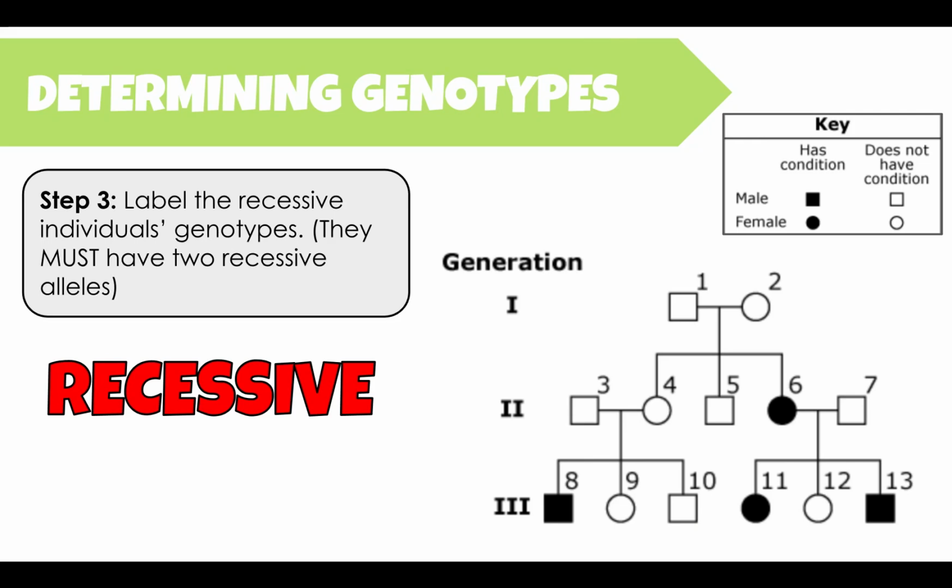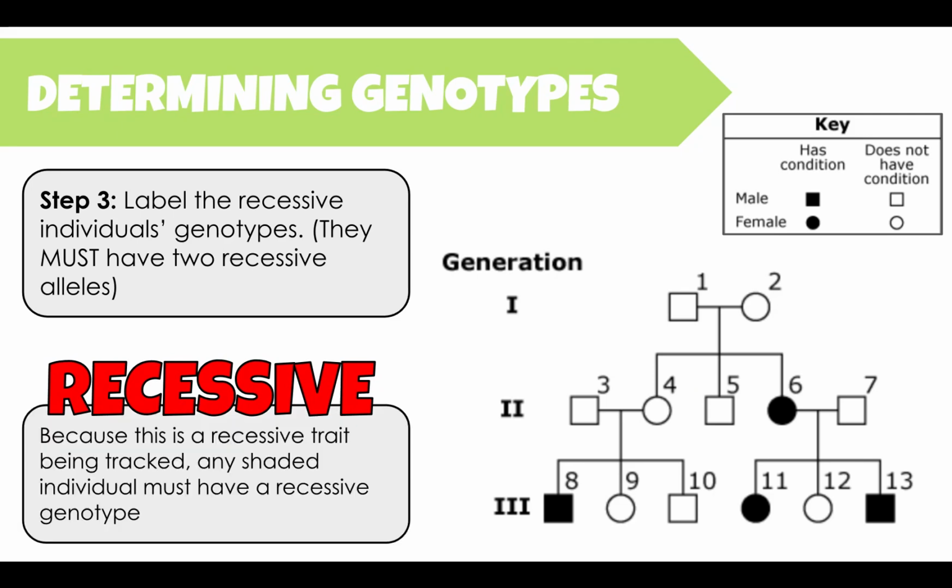So now that I have that information, I need to go through and label the recessive individual's genotype. And they must have 2 recessive alleles because they're recessive. So again, no X's and Y's because I'm not dealing with a sex-linked trait. So I just need to go through and label every individual that is recessive. So anyone that is shaded, they must be recessive because that is the trait we are tracking. We're tracking an autosomal recessive trait.